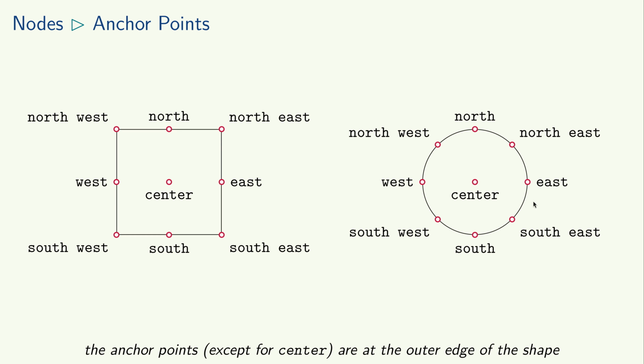Those are basically the same for those. We have the northwest, northeast, southeast, and southwest points, which are in the corners of the rectangle and at the 45 degrees points of the circle. And the next important point here is that it's not on the circle and on the rectangle. It is at the outer edge of the shape. So let's take a look at what that means and what we can use these anchor points for.